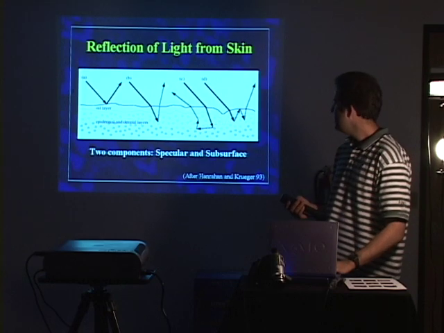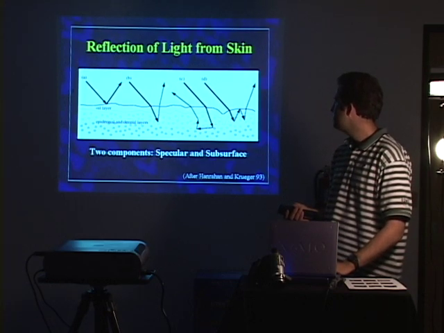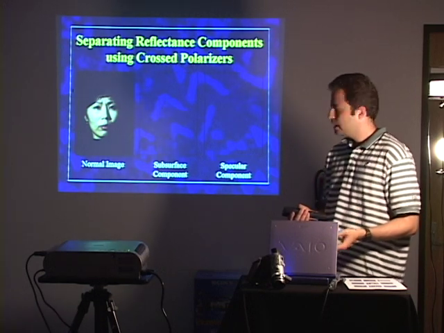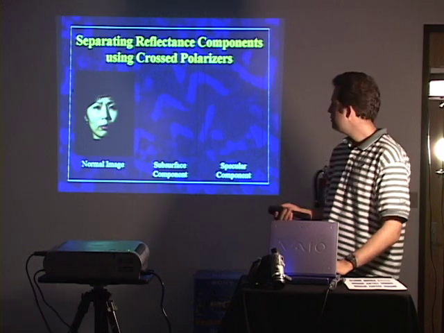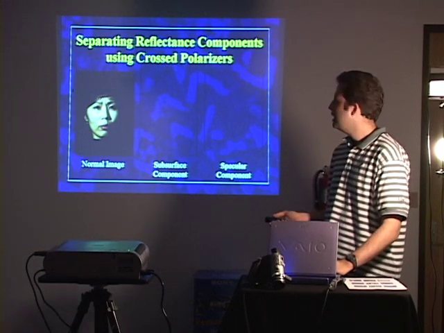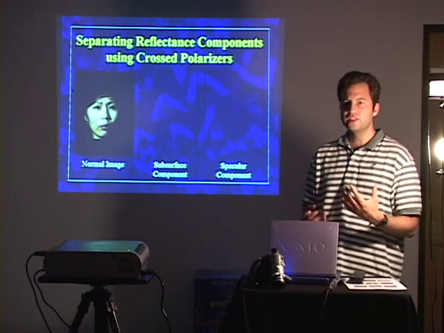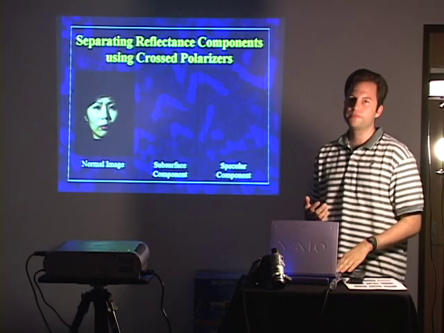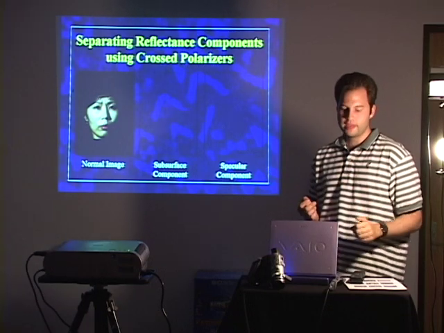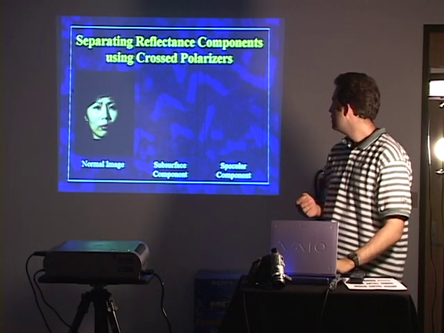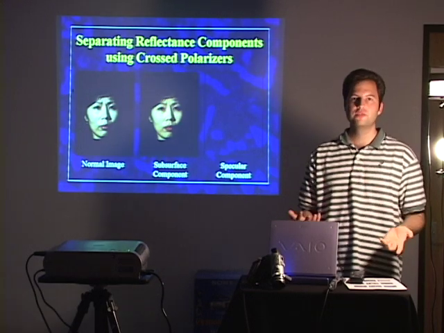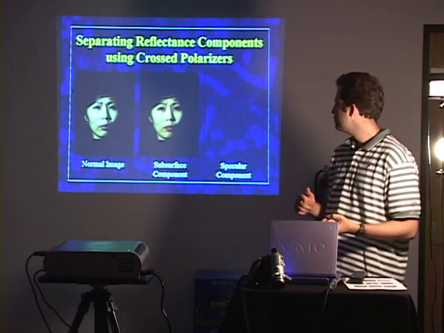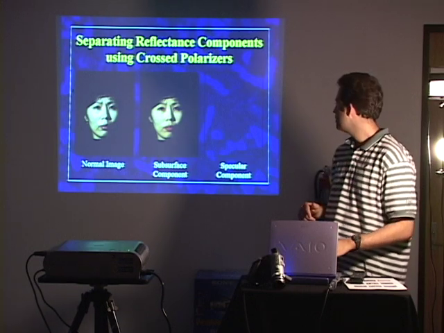So we did a reflectometry experiment that is described in the paper, where we used a set of polarizers to separate the specular and subsurface components. This is a normal image of a face, and what we also did was take the same image, polarizing the light source vertically, and then placing a horizontal polarizer on the camera. And what that does is it will block all of the specularly reflected light, producing an image like this that is just of the subsurface component of the reflection. Now you can subtract this image from the first image and then look at the specular component on its own.